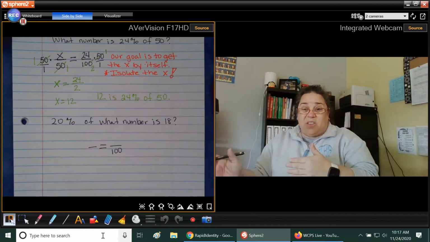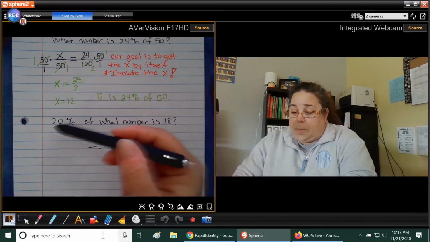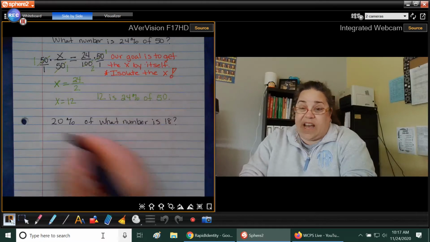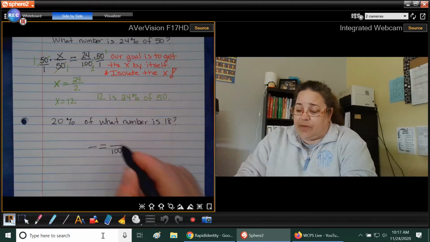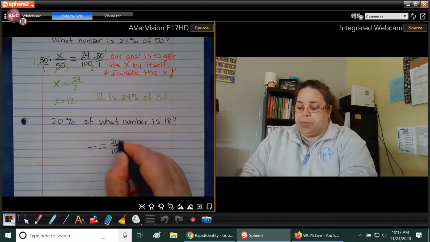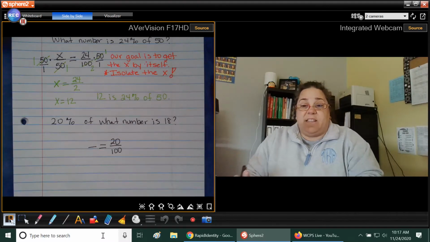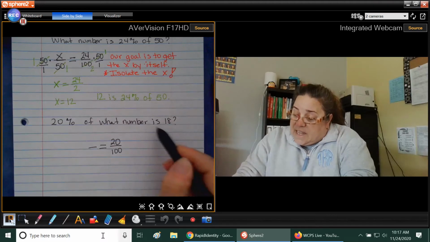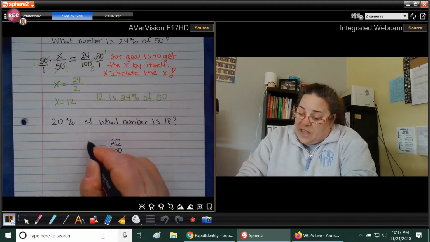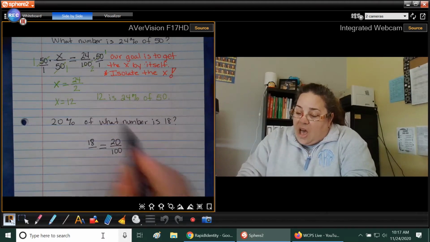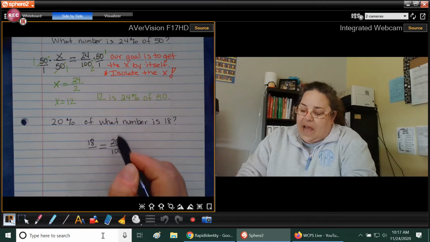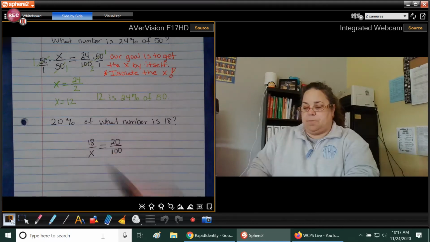Now I got to fill in the rest, right? So 20%, it's attached. You can't separate it. It's definitely, that's my percent, 20. Of what number is 18? The is and the 18 are attached. So the 18 is the is. Of what number? That's my x. Okay.